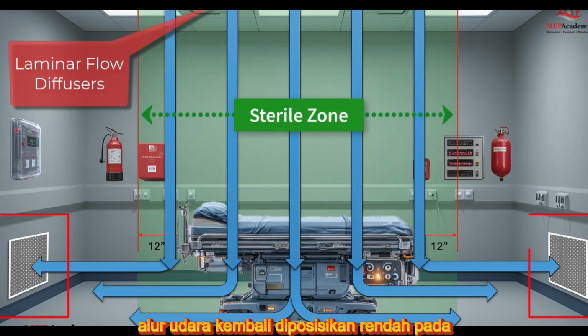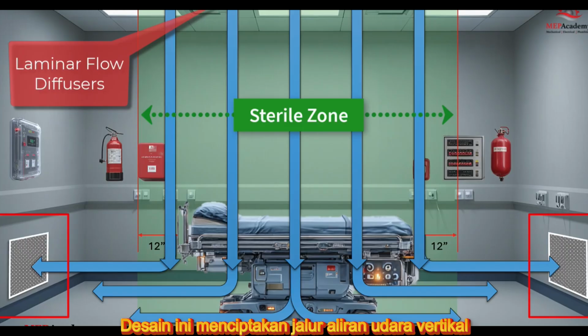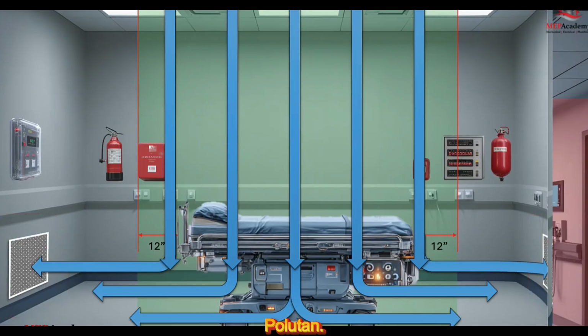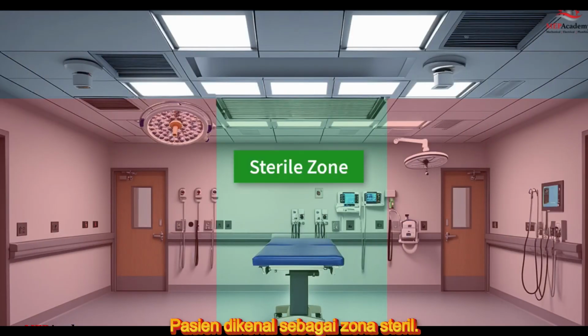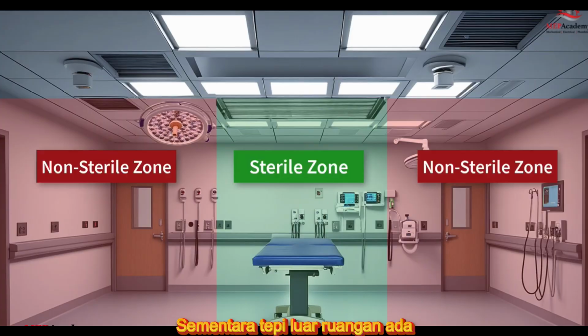Return air grills are positioned low on the walls away from the surgical zone, typically at opposite ends of the room, so that air exits after passing over the surgical zone. This design creates a vertical airflow path from ceiling to floor, minimizing turbulence and the spread of contaminants. The area directly above and around the patient is known as the sterile zone, while the outer edges of the room are considered non-sterile zones. HVAC airflow is engineered to always preserve that boundary.